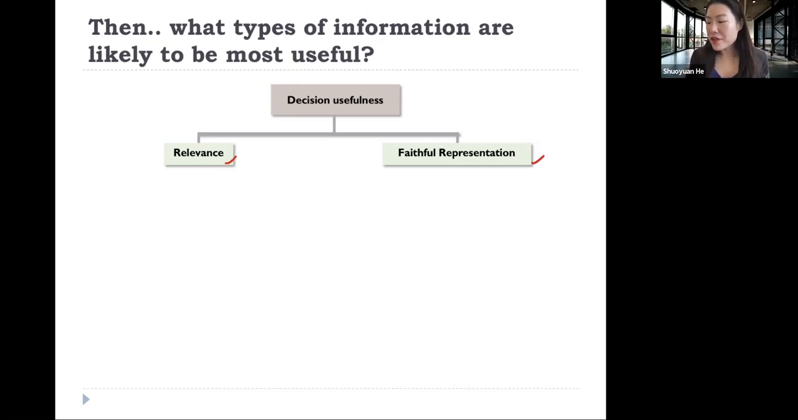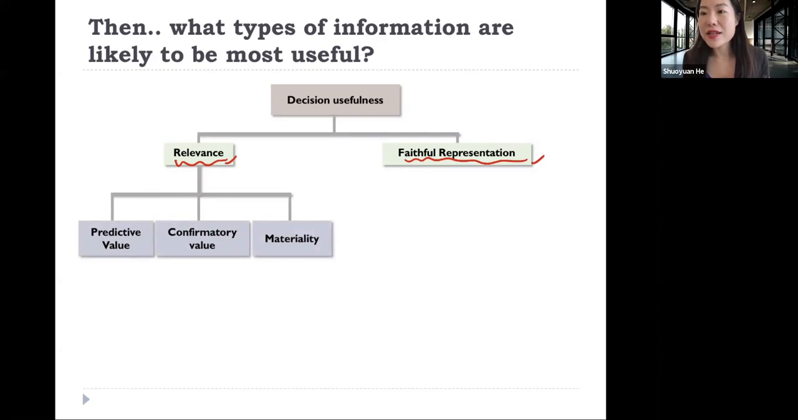And then if we ask further, what kind of information is more likely to be relevant and what kind of information is more likely to be faithfully representative? FASB's conceptual framework gives you another three characteristics that can be viewed as relevant. First of all, the piece of information needs to have predictive value, in the sense that it can help decision makers predict what will happen in the future. It needs to have confirmatory value, so it can confirm whether your previous judgment was good or not.